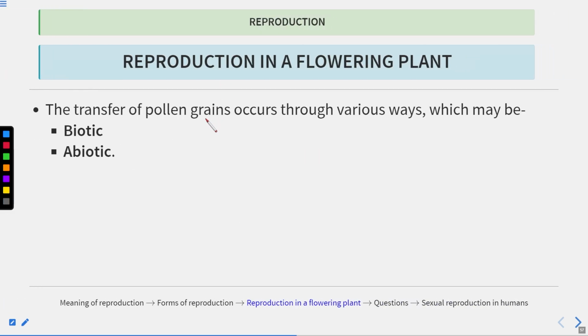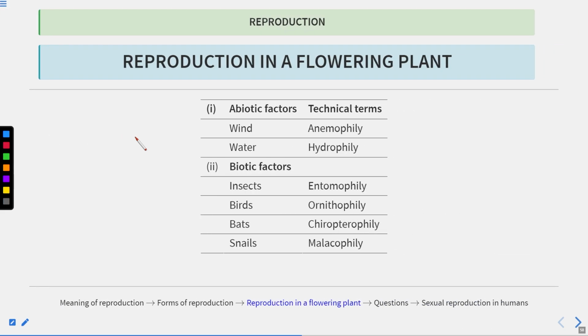Now the transfer of pollen grains. How does the transfer of pollen grains take place? It takes place in various ways, such as biotic as well as abiotic. So there are two modes of transfer of these pollen grains from the anthers to the stigma. One is the biotic ways, another one is the abiotic methods. Clear? Now let's talk about these abiotic factors and biotic factors.